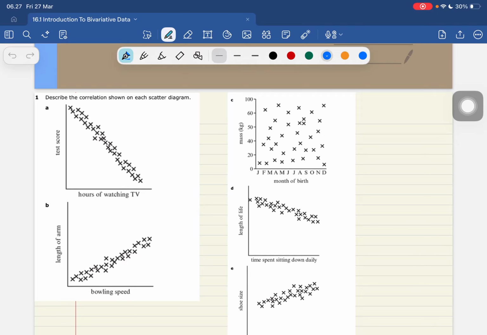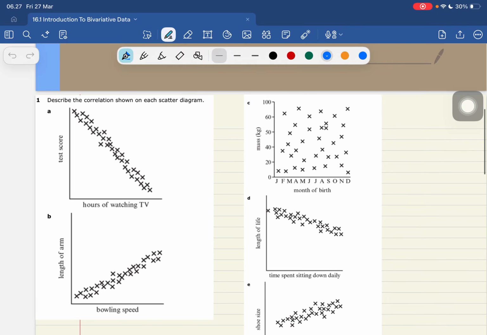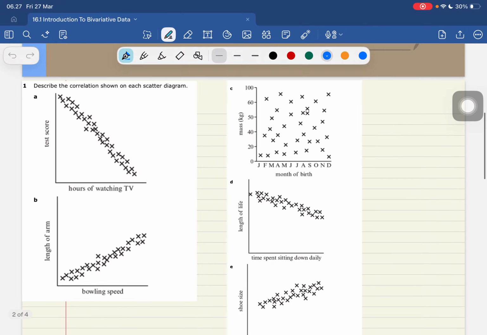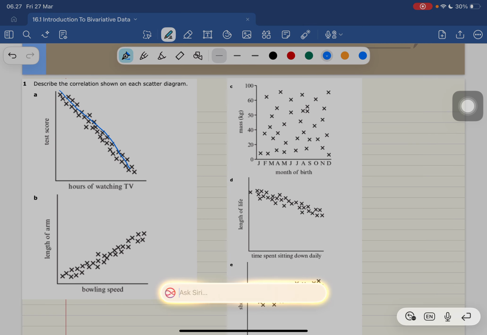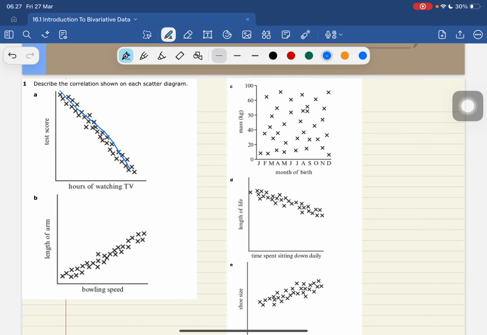Hi, in this question, I'm going to solve a practice question for introduction to bivariate data. So we need to describe the correlation shown on each scatter diagram. Number one, we are going down, which is close to the baseline. So here we can say this is a strong negative correlation because it is going down.